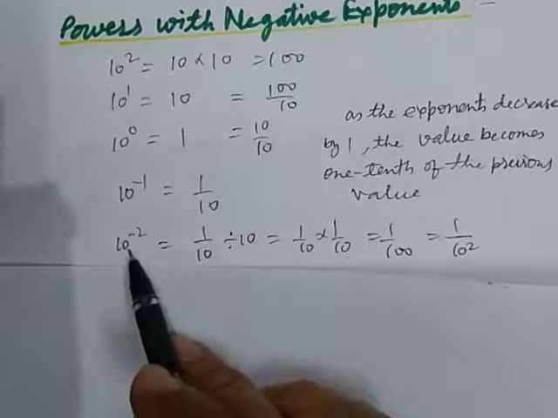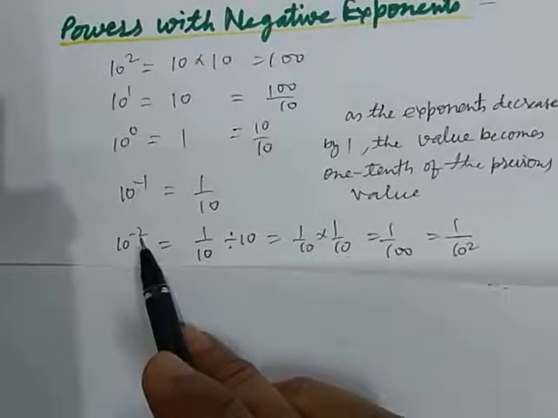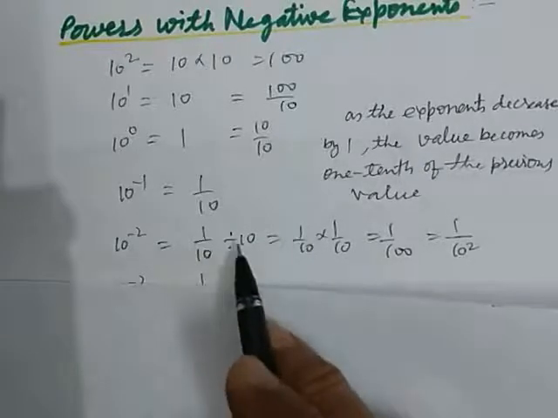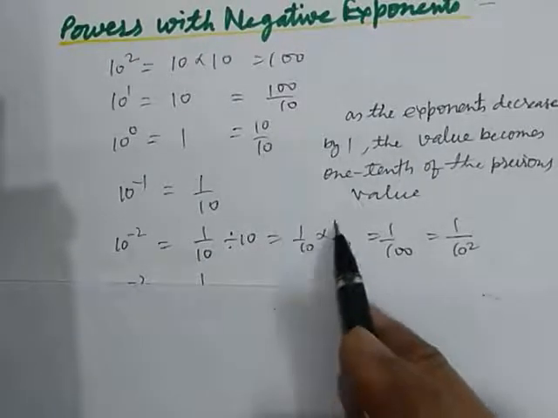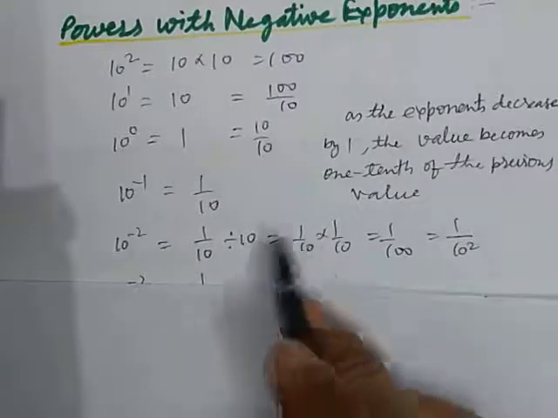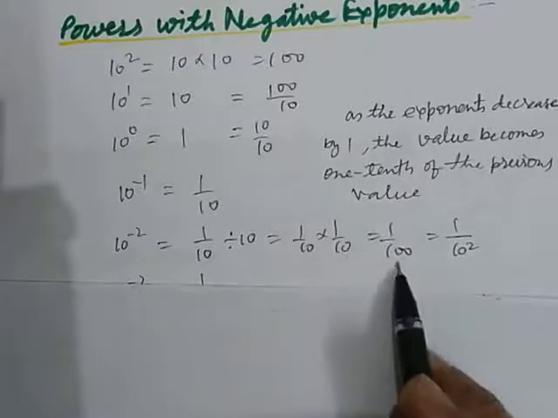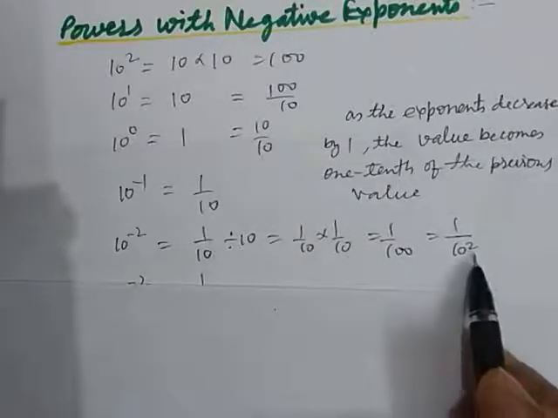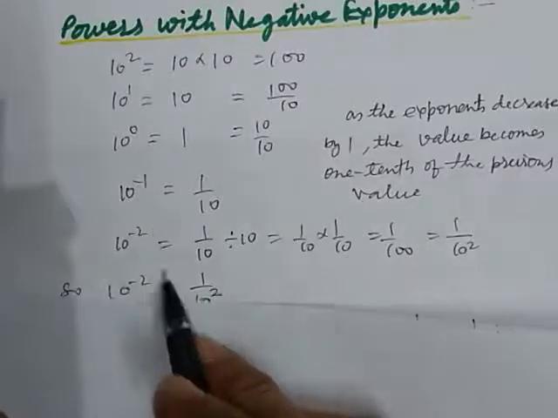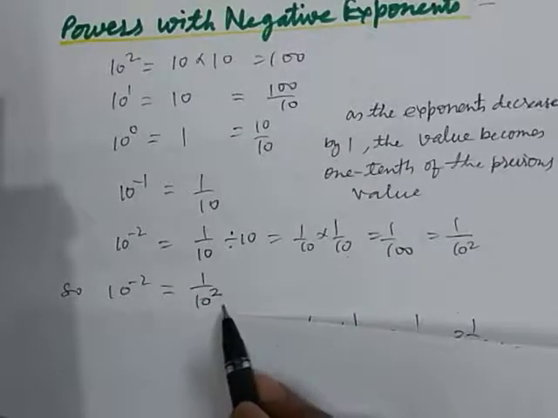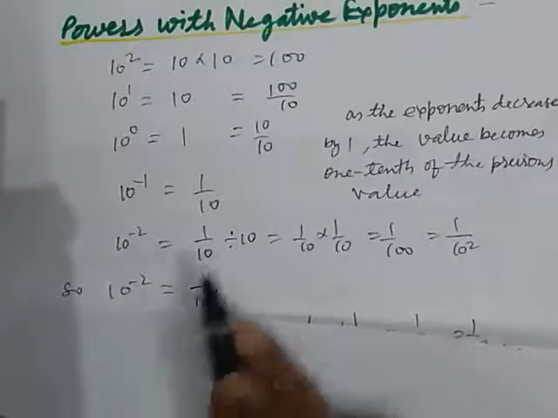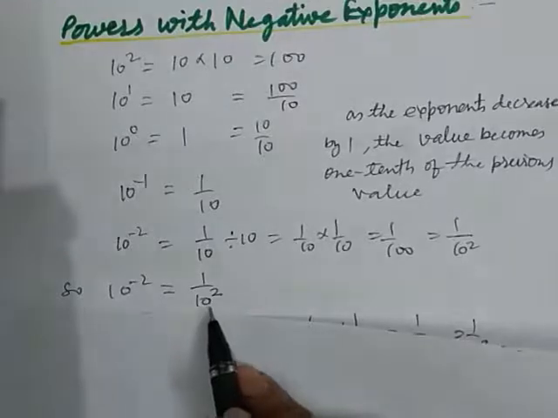Then the next one is 10 raised to the power minus 2. That is, again we have to divide by 10. So 1 by 10 divided by 10 means 1 by 10 into 1 by 10, by converting this into multiplication, that is reciprocating. So we get 1 by 100, that is 1 upon 10 raised to the power 2. It means 10 raised to the power minus 2 becomes 1 upon 10 raised to the power 2. Okay, if we want to convert this to positive, we reciprocate.